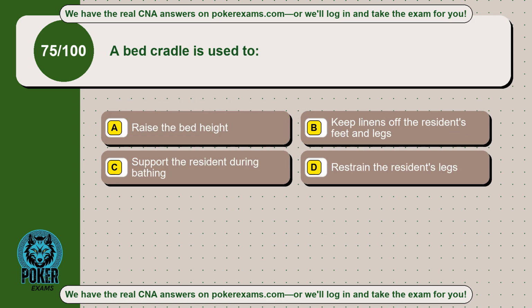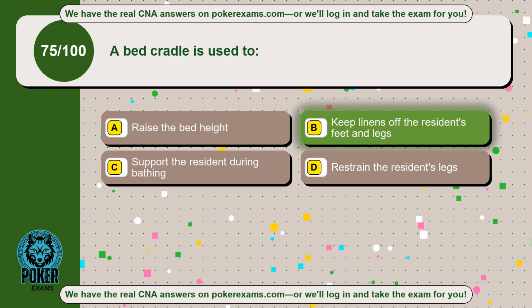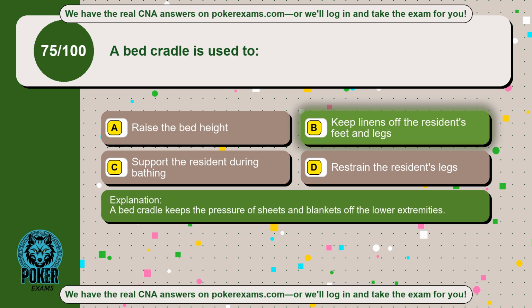Question 75. A bed cradle is used to: Option A, raise the bed height. Option B, keep linens off the resident's feet and legs. Option C, support the resident during bathing. Option D, restrain the resident's legs. The correct answer is option B. Keep linens off the resident's feet and legs. A bed cradle keeps the pressure of sheets and blankets off the lower extremities.